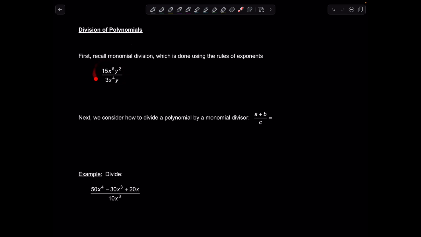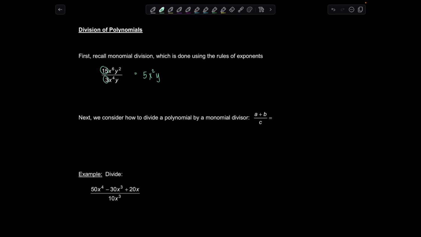In fact, you probably don't even think of this as division, even though it technically is. You most likely think of, oh, I'm going to reduce or simplify. So all you do is reduce or divide the constants. 15 divided by 3, that's 5. And then using our laws of exponents, you subtract top exponent minus bottom exponent. X to the 6th over x to the 4th simplifies to x squared. And then y squared over y simplifies to y to the 1st. And technically this was a division problem, okay?